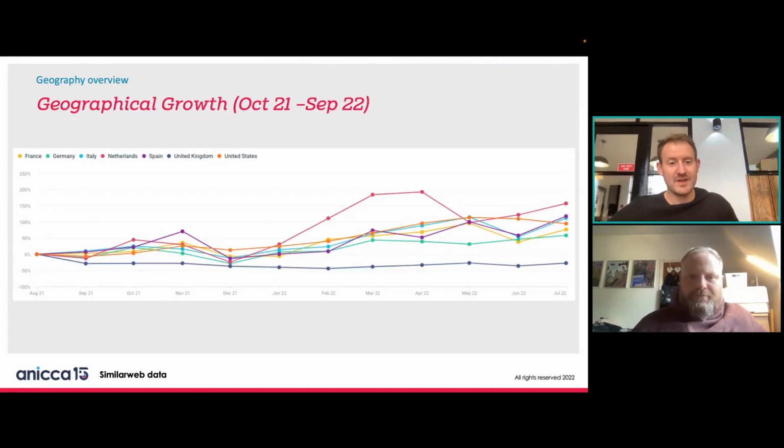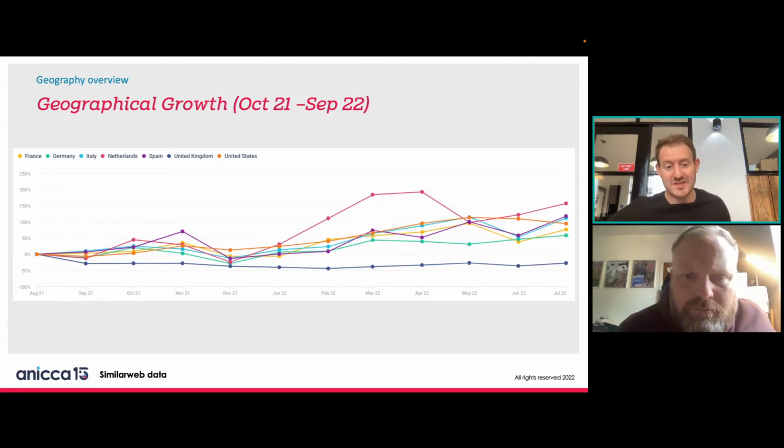Sure. And then we can also see geographical growth. So this is for the last year, but essentially this gives us helpful information with regards to which of the countries in our analysis are driving more or less traffic over the course of the last year. And you can see the United Kingdom down at the bottom there, which since August has actually decreased in traffic, almost going on for 50% in some months. So again, important to note that.